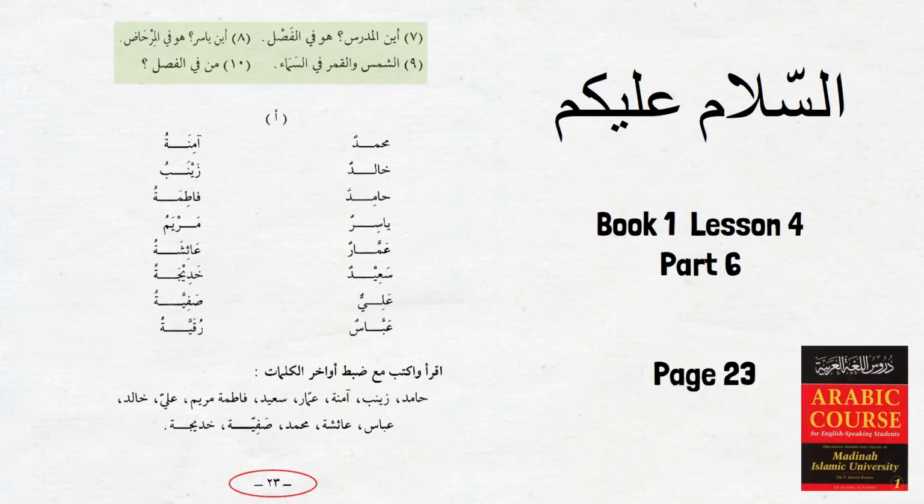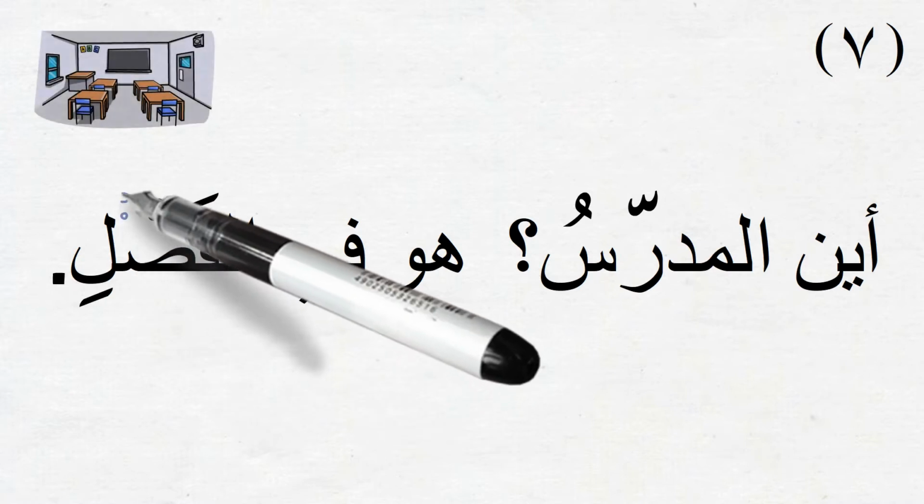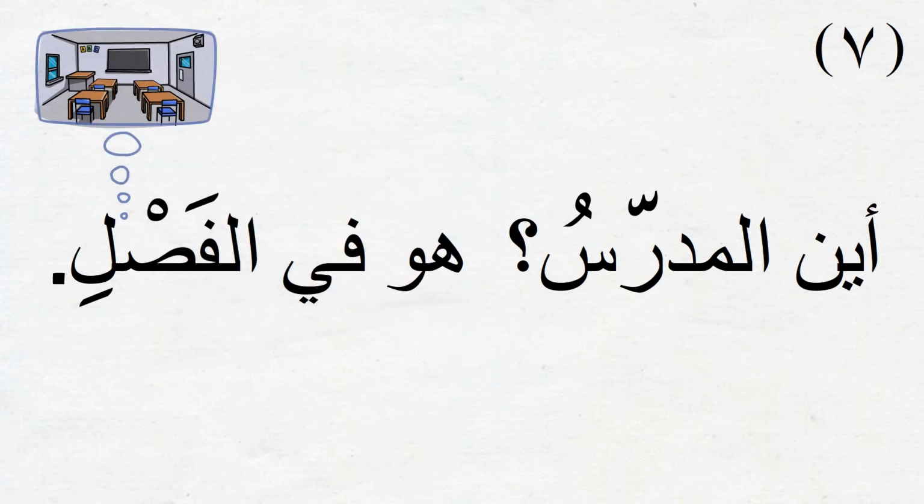We will pick up where we left off last time, which is the remaining of exercise 2 on top of page 23. The question in example 7 is أين المدرس? Where is the teacher? The answer is هو في الفصل. He is in the classroom. الفصل means the classroom. أين المدرس? هو في الفصل. Let's look at the individual words in our response here to see what they are.